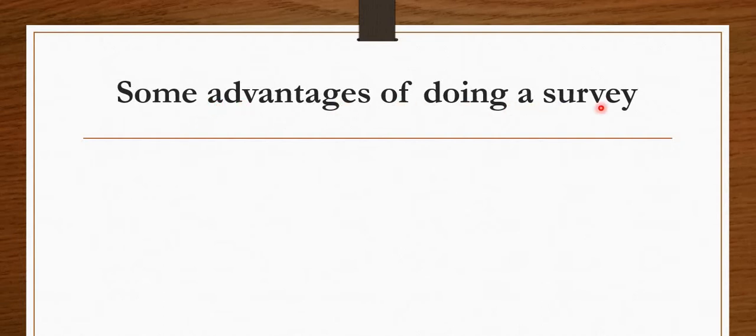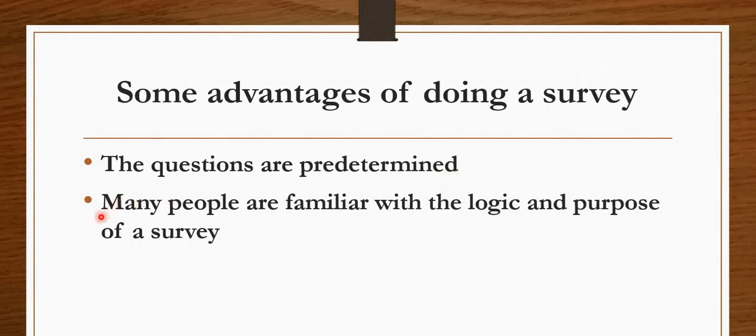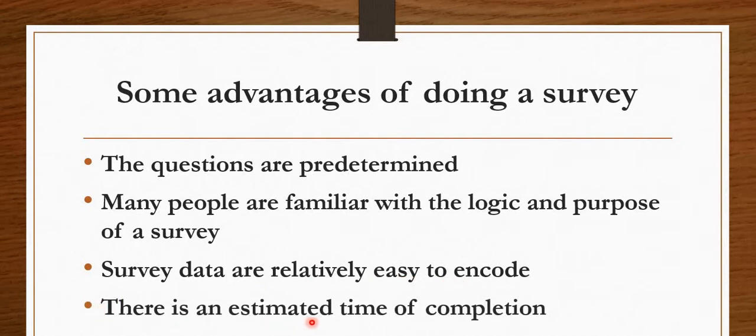Some advantages of doing a survey are as follows. The questions are predetermined, which means the respondents can easily think of their answers. Most people are familiar with the logic and purpose of a survey, so people can easily understand why you are doing a survey, and most probably they'll be answering that survey. Survey data are relatively easy to encode as they are most of the time numeric in nature. There is also an estimated time of completion as the questions are predetermined.